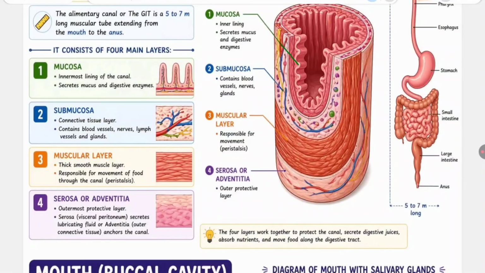The connective tissue layer contains blood vessels, nerves, lymph vessels, and glands. See, here so many blood vessels are there, and then nerves will be there, lymph vessels will be there. You can see here all the parts are there.